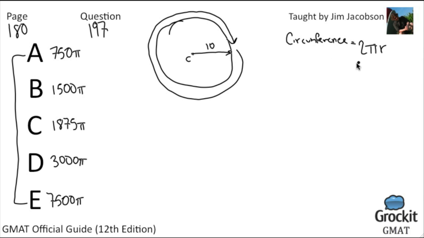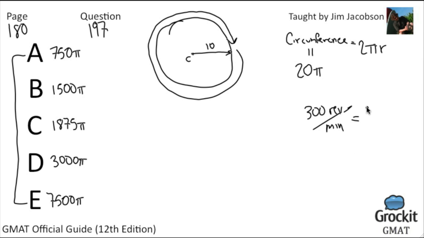And in this case, we know what the radius is. We know the radius is 10, so the circumference of this particular circle is 20 pi. Of course, we're not done. The other thing that we know is that it does 300 revolutions per minute. And we need to know how many is that per second. Or, well, really, we need to know how many that is in 15 seconds.